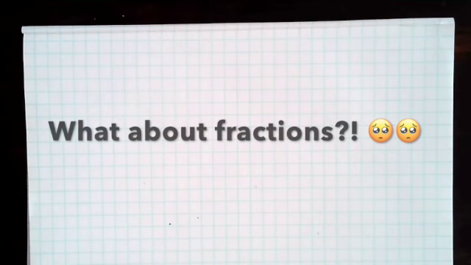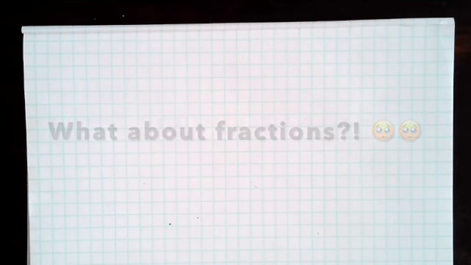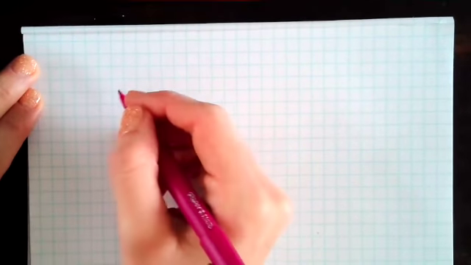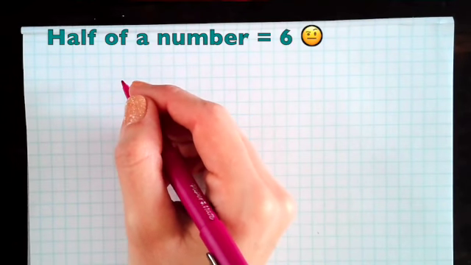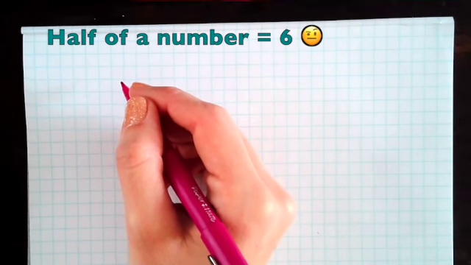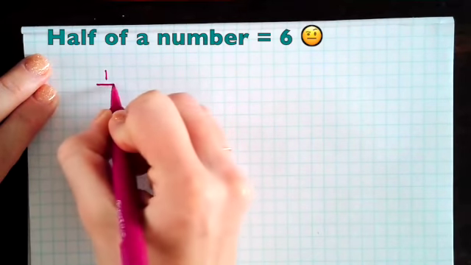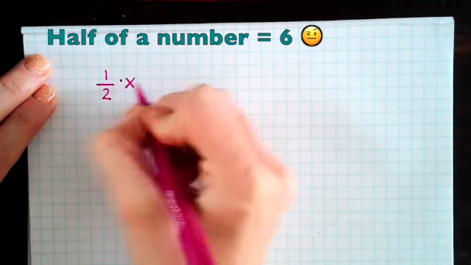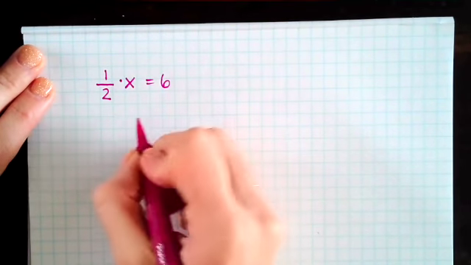All right, the last one-step equation that I'm going to show you is what to do if you see a fraction or division. So imagine you're trying to think of a number that when you take half of that number, you get 6. This can look a couple different ways. It could look like this. Half of a number equals 6, but it could also look like this.